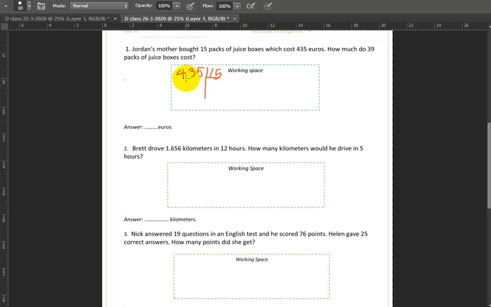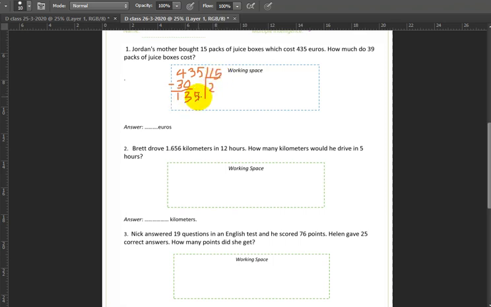Fifteen fits into 43 twice. 2 times 15 makes 30. So I'm going to do this subtraction, 43 take away 30. And it's going to give me 13. Carry down the 5. And then I need to figure out how many times does 15 fit into 135.